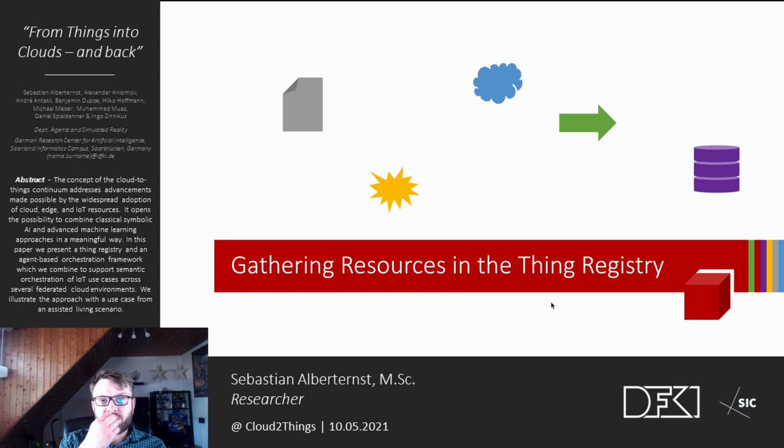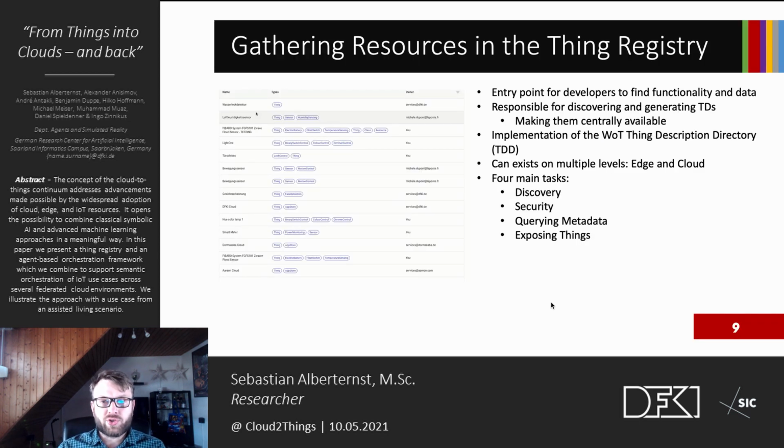The thing registry is the central entry point for developers to find functionality and data. It is responsible for discovering and generating these thing descriptions and storing them, thus making them centrally available. Multiple instances of thing registry can exist on the cloud levels as well as on the edge levels. The 4 main tasks of the thing registry are discovery, security, querying of metadata, and exposing things. We thereby provide a decentralized data sharing and processing architecture for data spaces, including secure data access, which is currently a central aim of the European Gaia-X initiative.